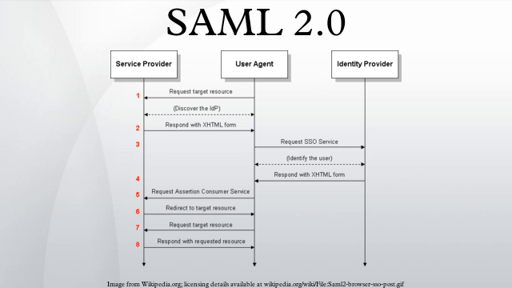SP POST request, IDP POST response. This is a relatively simple deployment of the SAML 2.0 web browser SSO profile where both the service provider and the identity provider use the HTTP POST binding. The message flow begins with a request for a secured resource at the SP.